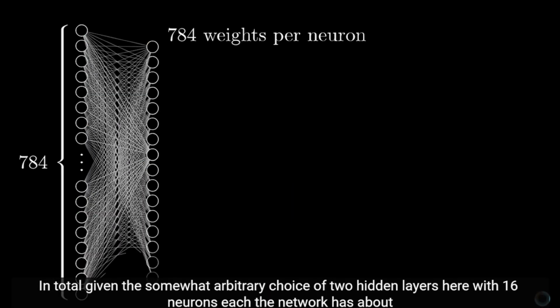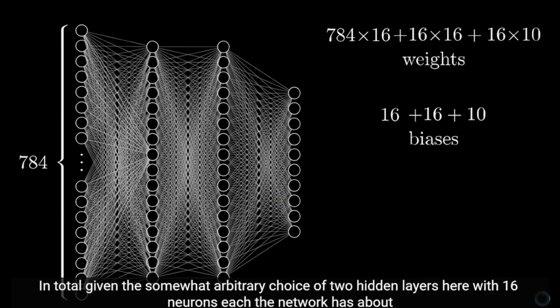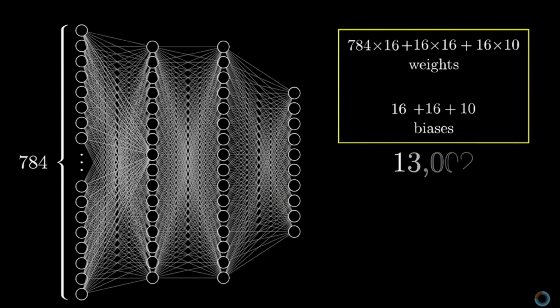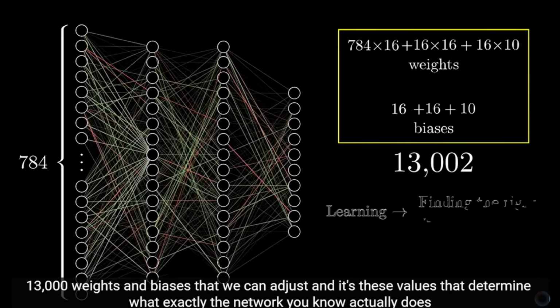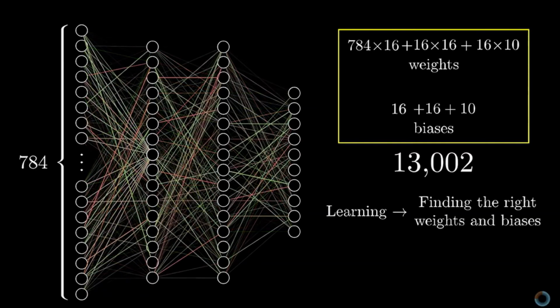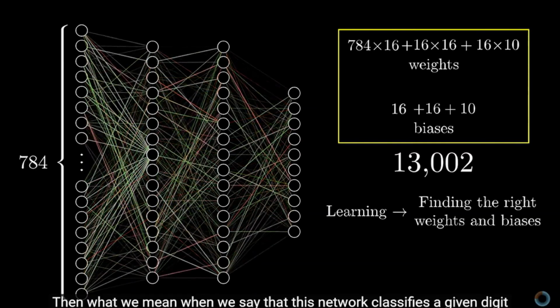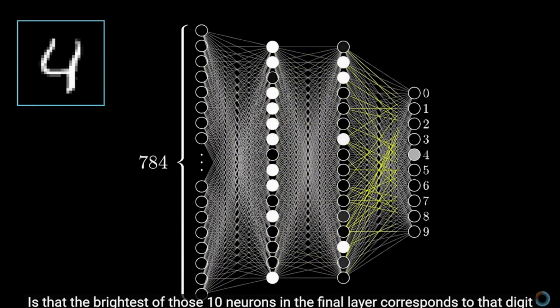In total, given the somewhat arbitrary choice of two hidden layers here with 16 neurons each, the network has about 13,000 weights and biases that we can adjust. And it's these values that determine what exactly the network actually does. Then what we mean when we say that this network classifies a given digit is that the brightest of those 10 neurons in the final layer corresponds to that digit.